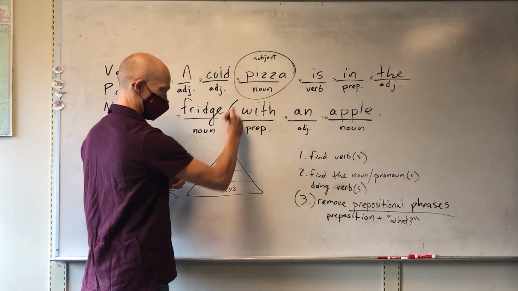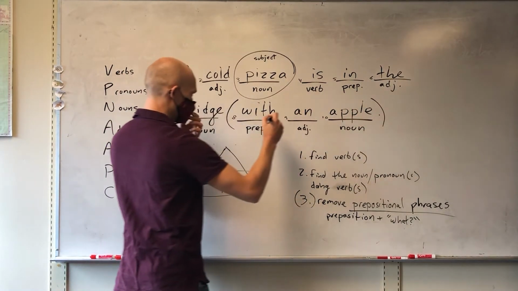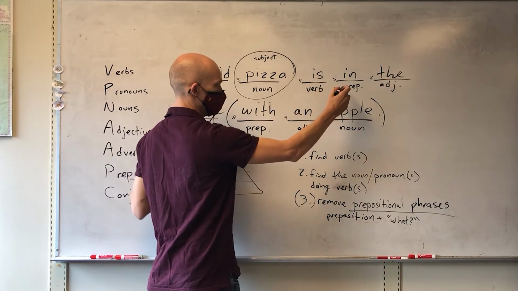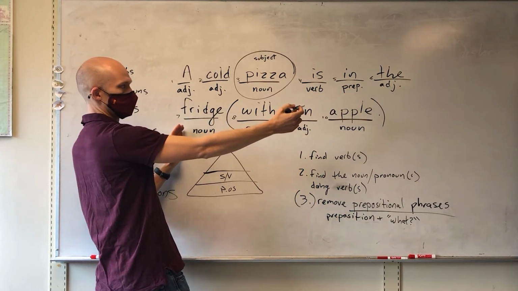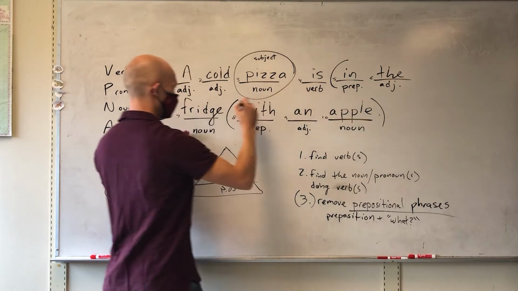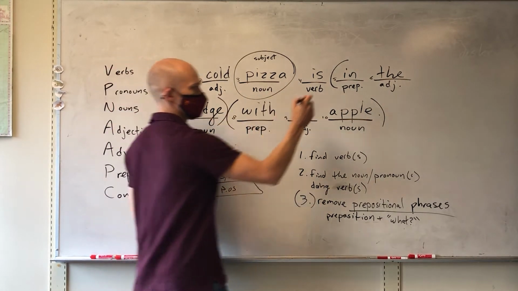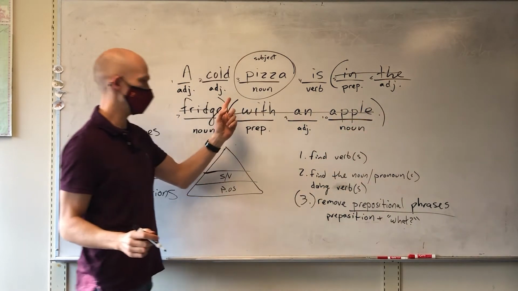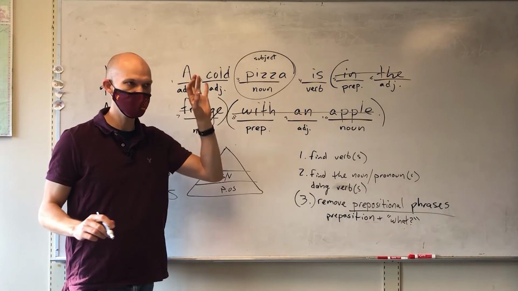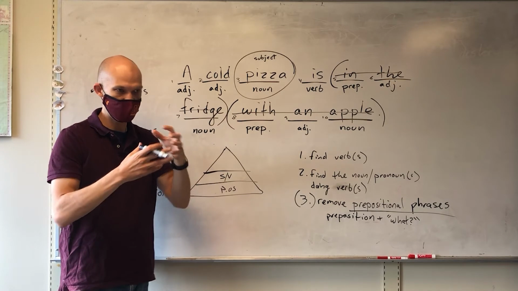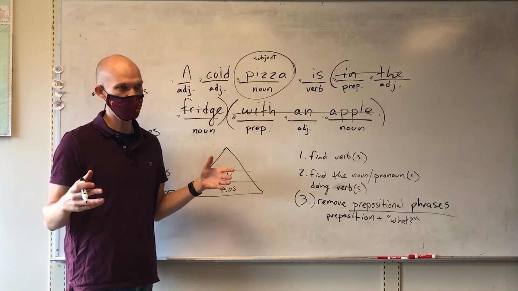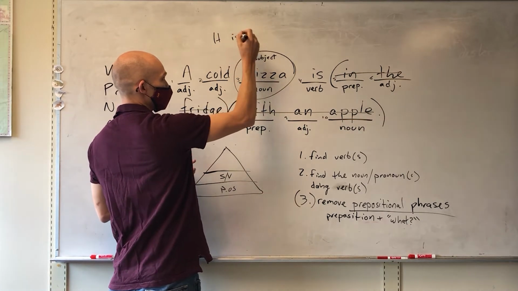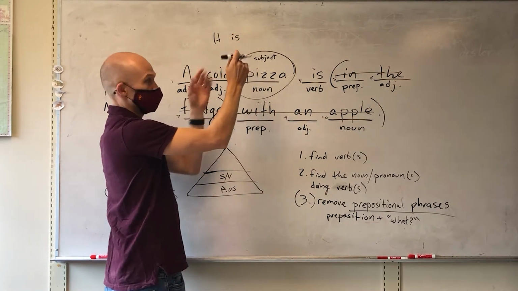With an apple. So that means this whole thing is a prepositional phrase. And in what? In the fridge. So that's a prepositional phrase. You can get rid of them. And if you've done it correctly, what you have left will still have a verb and a subject, and it will be a complete sentence. It might be a sentence as simple as it is, but that's still a sentence.